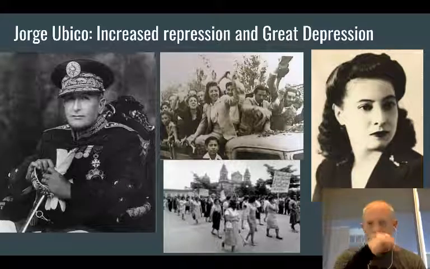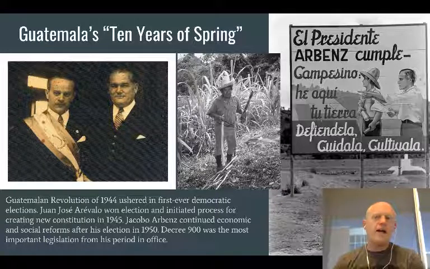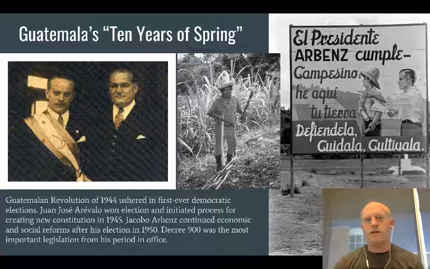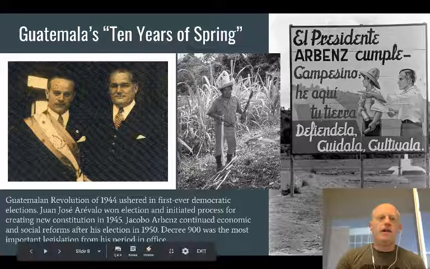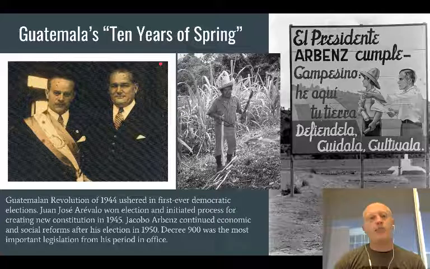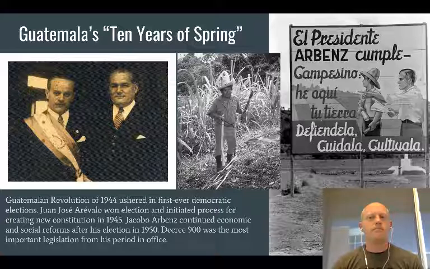In response to that, the protests galvanized and continued. Ubico was forced to step down on July 1st, 1944, and in the wake of his resignation, new, for the first time ever, open democratic elections were held, in the fall of 1944. In those elections, this man here on the right, named Juan Jose Arevalo, was elected and became president of Guatemala. Again, this was the first democratic election ever in Guatemala that was a free and open democratic election.